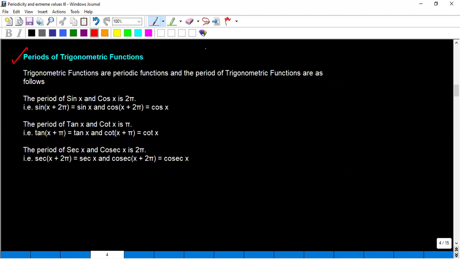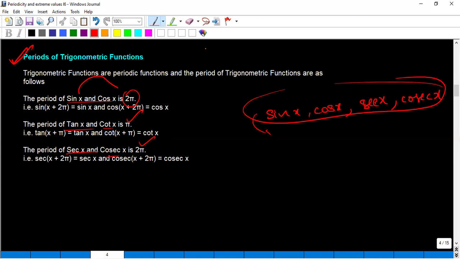Then properties. Let us see some properties. The sine and cos, their period is 2 pi. Tan and cot, their period is pi. Secant and cosecant, their period is 2 pi. Just remember, sine x, cos x, secant x, cosecant x, all these trigonometric functions' period is 2 pi only. Tan and cot, these functions' period is pi.